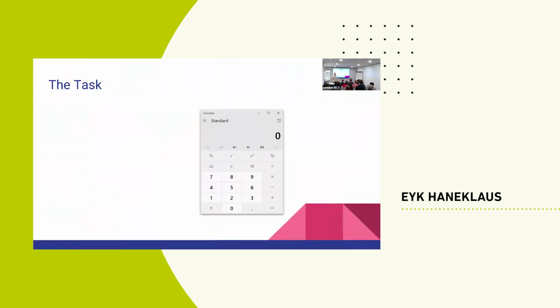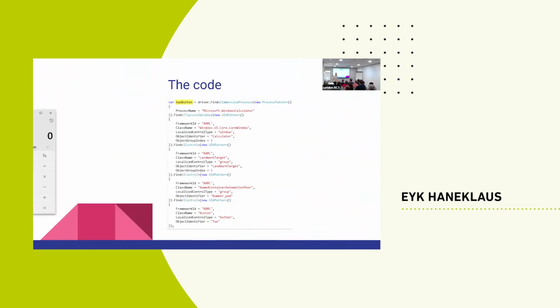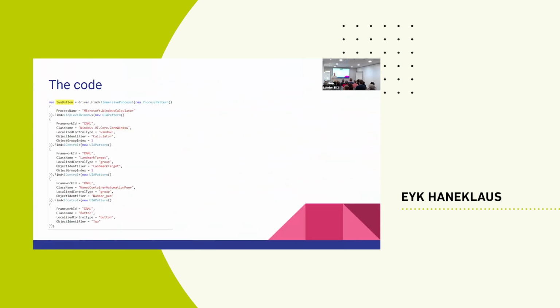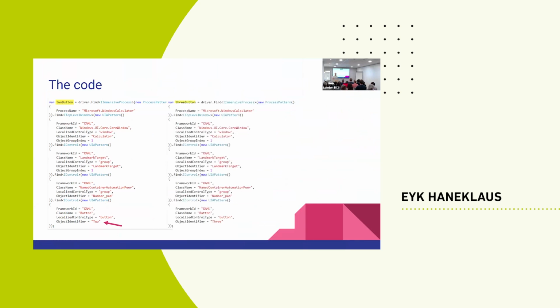Let's imagine the following task. Start the calculator, click a few buttons, check that the result is correct, and close the calculator. I won't go into details of this code, but this is how the generated code looks. This is the code generated to get the button with the caption 2. Similarly, this is the code generated to retrieve the button with the caption 3.